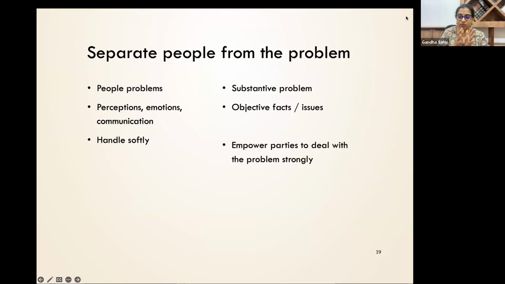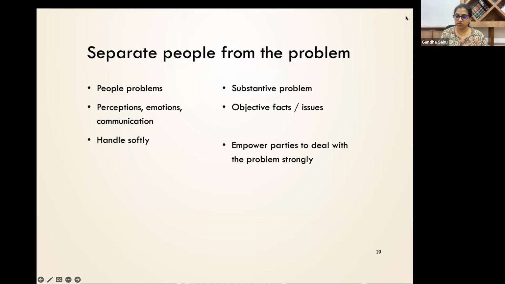So we have to, as mediators, go to the crux of the matter and understand the problem, which is the factual issue, and not the people problem, which generally involves perceptions, how individuals see it, emotions, or issues of communication. Substantive problems are facts and issues which both parties can perceive as the same thing, which is difficult, but that's where our aim is.